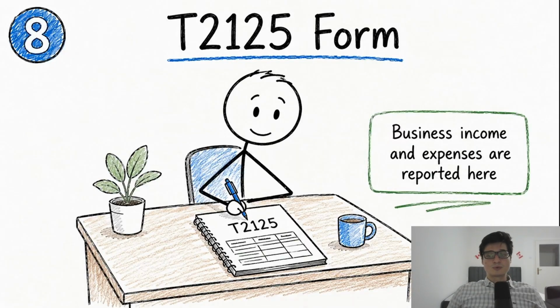Your T2125 form is only used for your sole proprietor. Okay, if you're a sole proprietor, you have to fill out this form. You have business income and expenses that are reported here. You don't need any financial statements. If you don't know how to do this, there's a video on that. You can take a look at it on my channel.